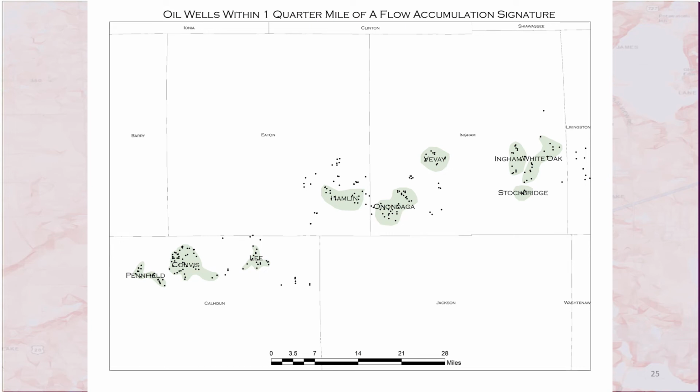Now, I don't know how much scientific worth this is, but I love this next series of slides. One thing ArcGIS allows me to do is that I can ask it questions. And I said, well, show me, I want to see all oil wells that are within a quarter mile of a flow accumulation signature. So here's my fields, here's my wells, and then let's look at all the wells that were within a quarter mile of a flow accumulation signature.